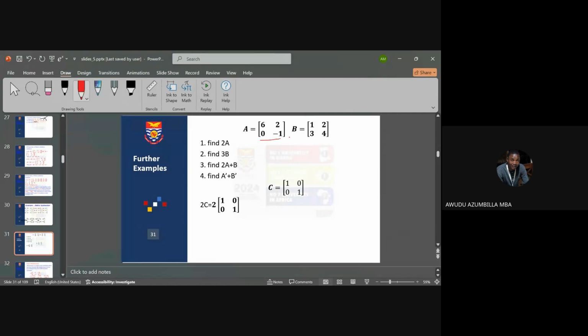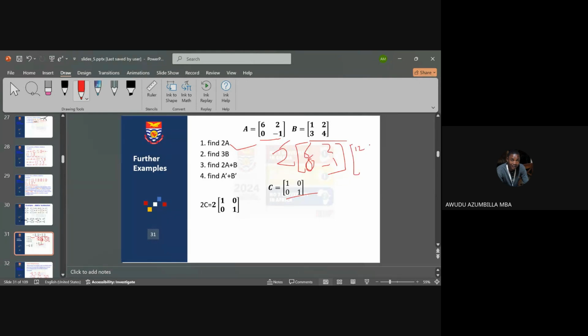We have A, we have B, we have C, and we are saying you should find 2A. 2 is a scalar. If you say you should find 2A, it means that you are going to multiply 2 by the matrix A: 6, 0, and 2, minus 1. 2 is a scalar, so you are just multiplying the 2 inside there, and that will give you 12.